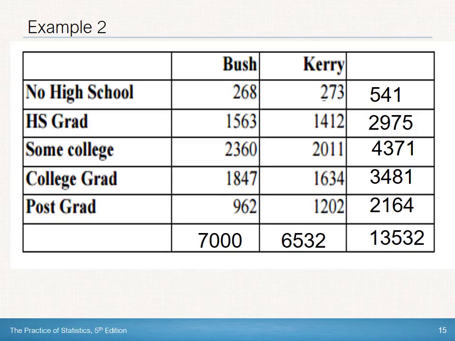So they asked 13,532 people total. 7,000 of them were Bush voters, 6,532 were Kerry voters, and then 541 had no high school, 2,975 were high school graduates, and so on. Okay, so that's how we read this table. So go ahead and make sure you have that filled into your table on your notes. Now we're going to move to question 2.